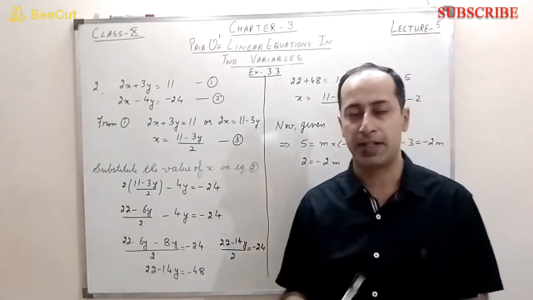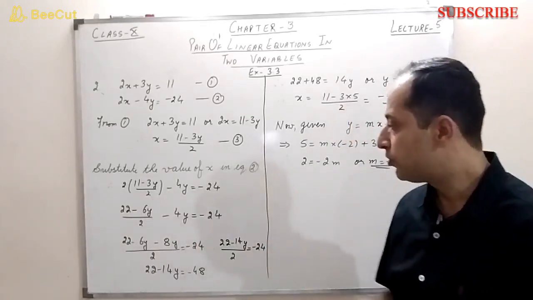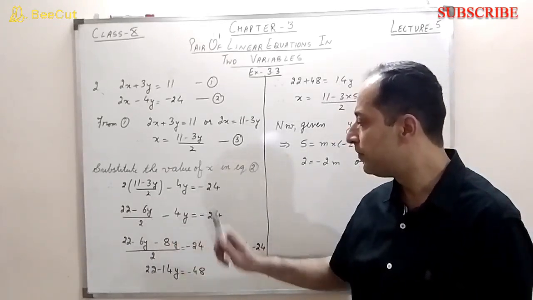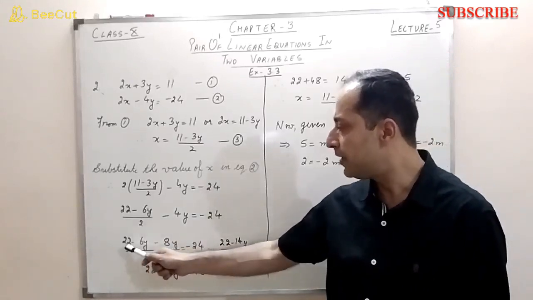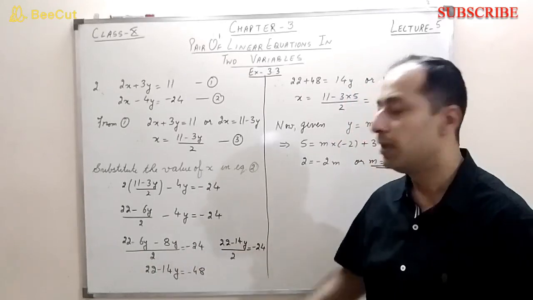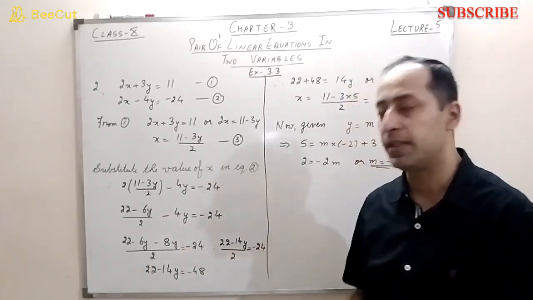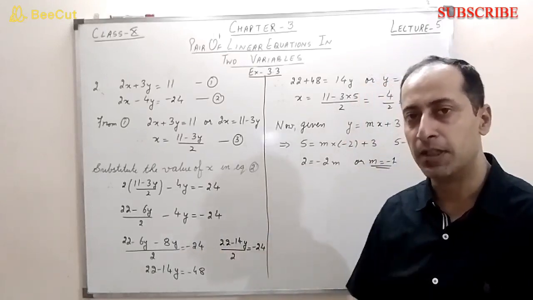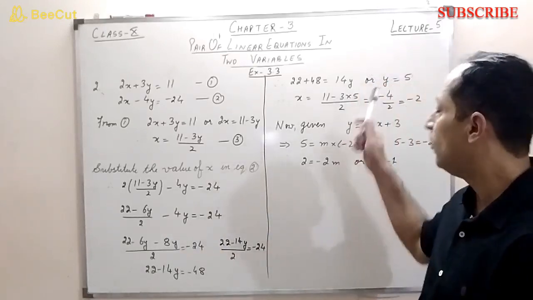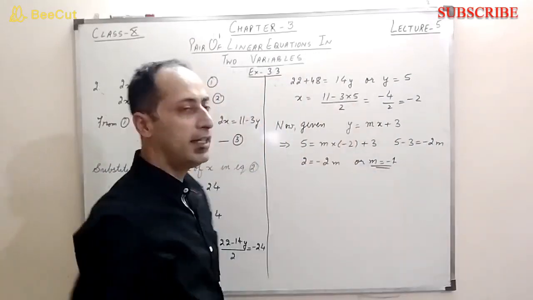Whenever we have a fraction and a number, or two fractions, we have to take the LCM. So here we take the LCM of these two. So 2 is the LCM. So what we get is (22 minus 6y minus 8y) upon 2 equals minus 24. When we simplify, this becomes basically a linear equation in one variable. When we simplify, we get the value of y as 5. You can see here, we get the value of y as 5.